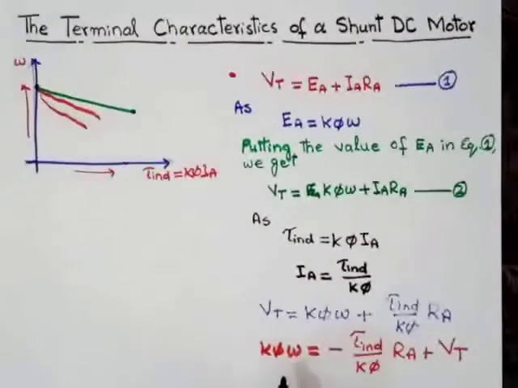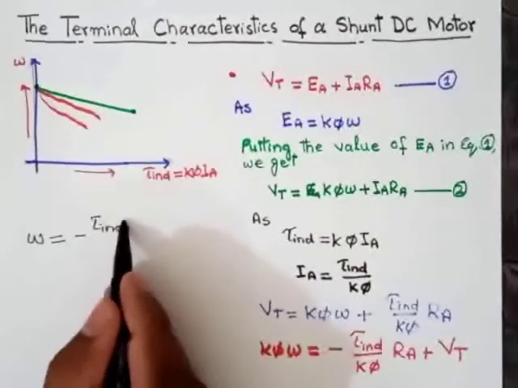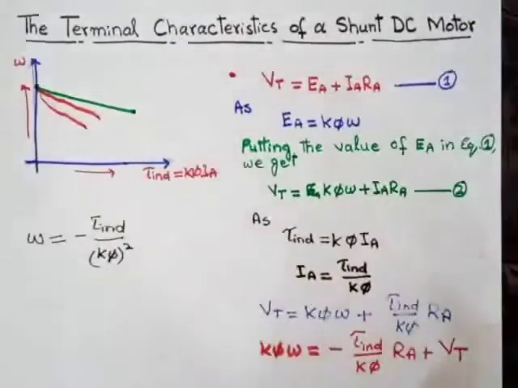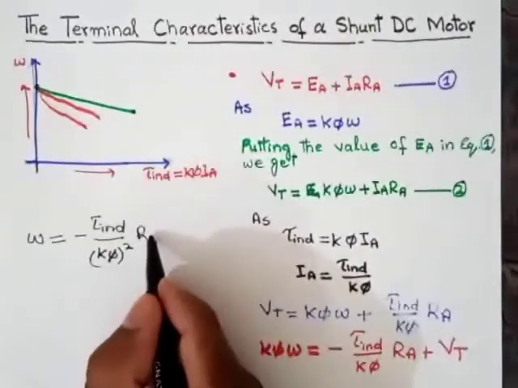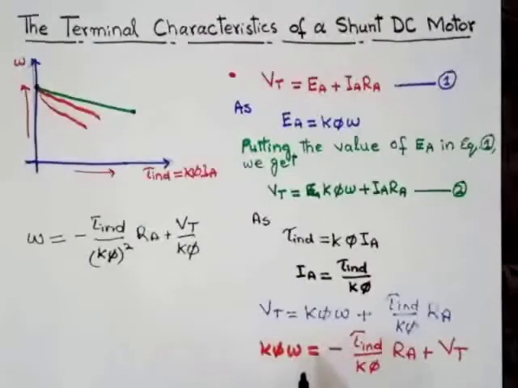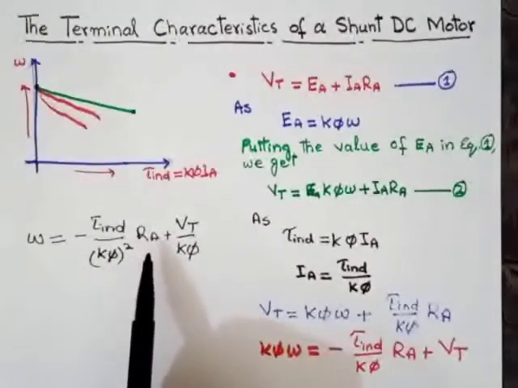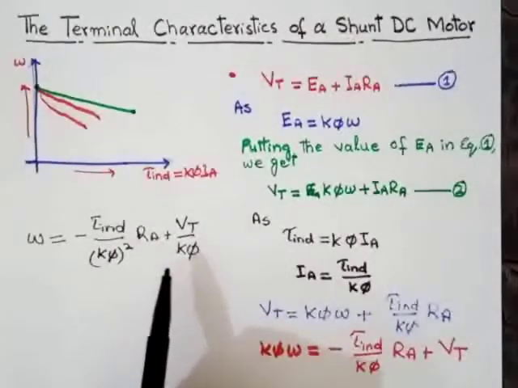Now we want to separate the omega, that is we want to cancel out K phi. To cancel the K phi, we will divide both sides of the equation by K phi. Therefore, omega will be equal to minus tau induced over K phi square into Ra plus Vt over K phi. Here, as you can see, K phi already exists in the first term, so when we divide by K phi further, the power of K phi will be 2. So this is our final equation.